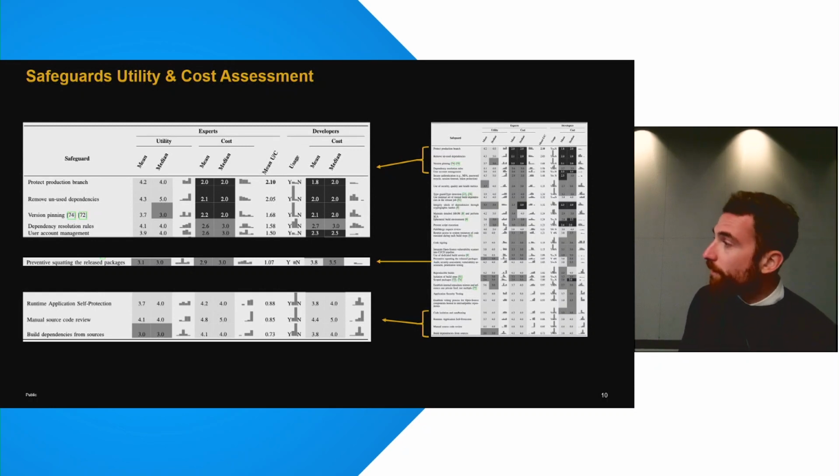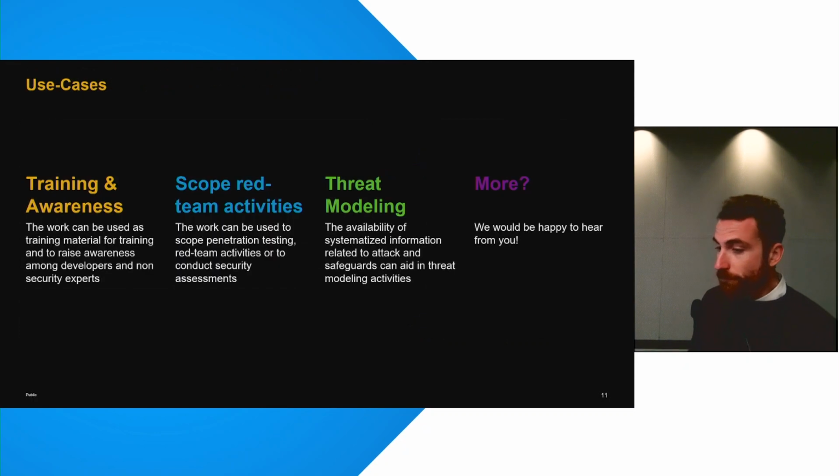But what was also surprising was what is at the bottom of this table, which is building the packages or the dependencies from sources, which were pretty known to be used in big organizations as a good measure. But this resulted as pretty costly for the real benefit that this could bring.